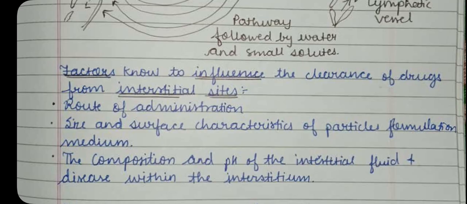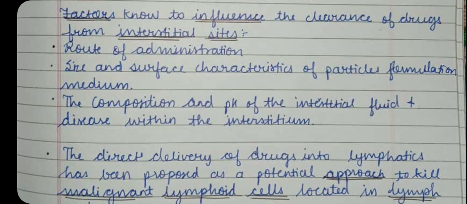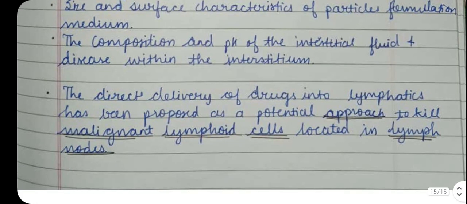Factors known to influence the clearance of drugs from interstitial sites are the route of administration, the site and surface characteristics of the particle, the formulation medium, the composition and pH of the interstitial fluid, and diseases within the interstitium. The direct delivery of drugs into the lymphatics has been proposed as a potential approach to kill malignant lymphoid cells which are located in the lymph nodes.